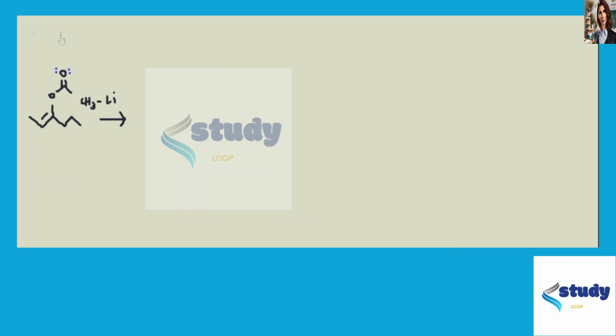So next, on the next page, we are asked to come up with a mechanism to get from W to Y. And so that mechanism is going to look like this. So we have an ester, and the first thing that's going to happen is going to be this. So the methyl group from the methyl lithium is going to add to the ester. We'll form a tetrahedral intermediate here.